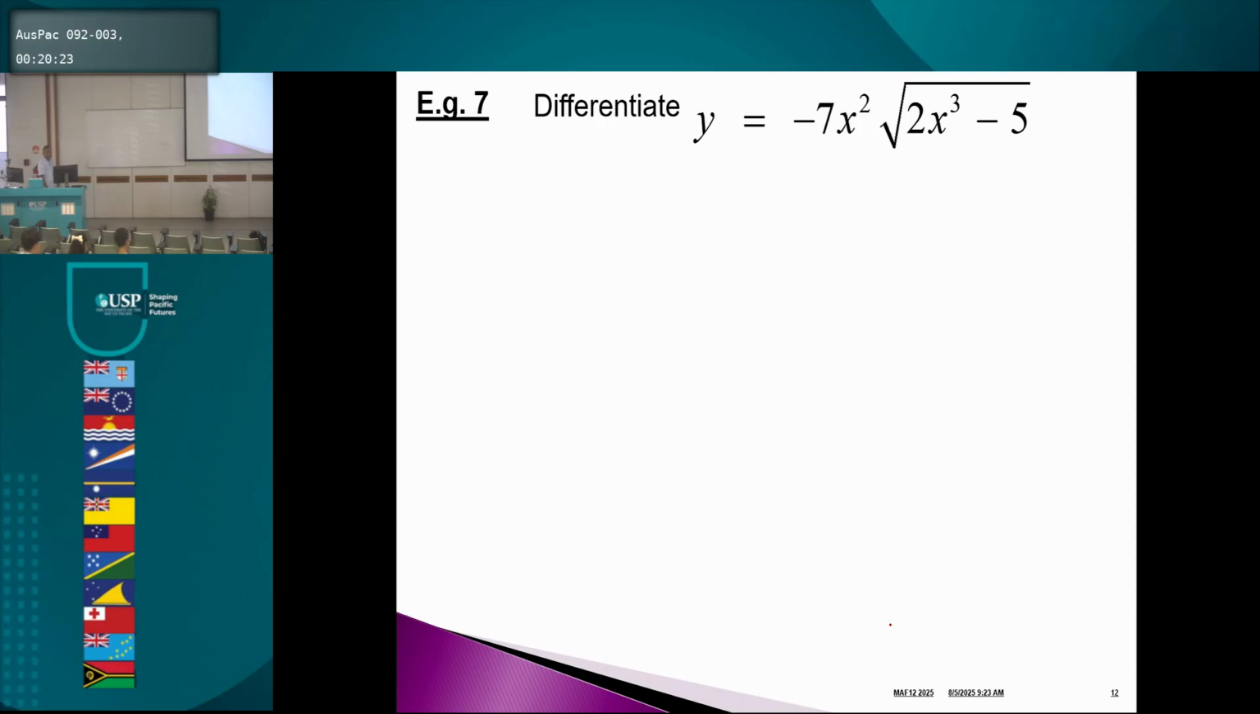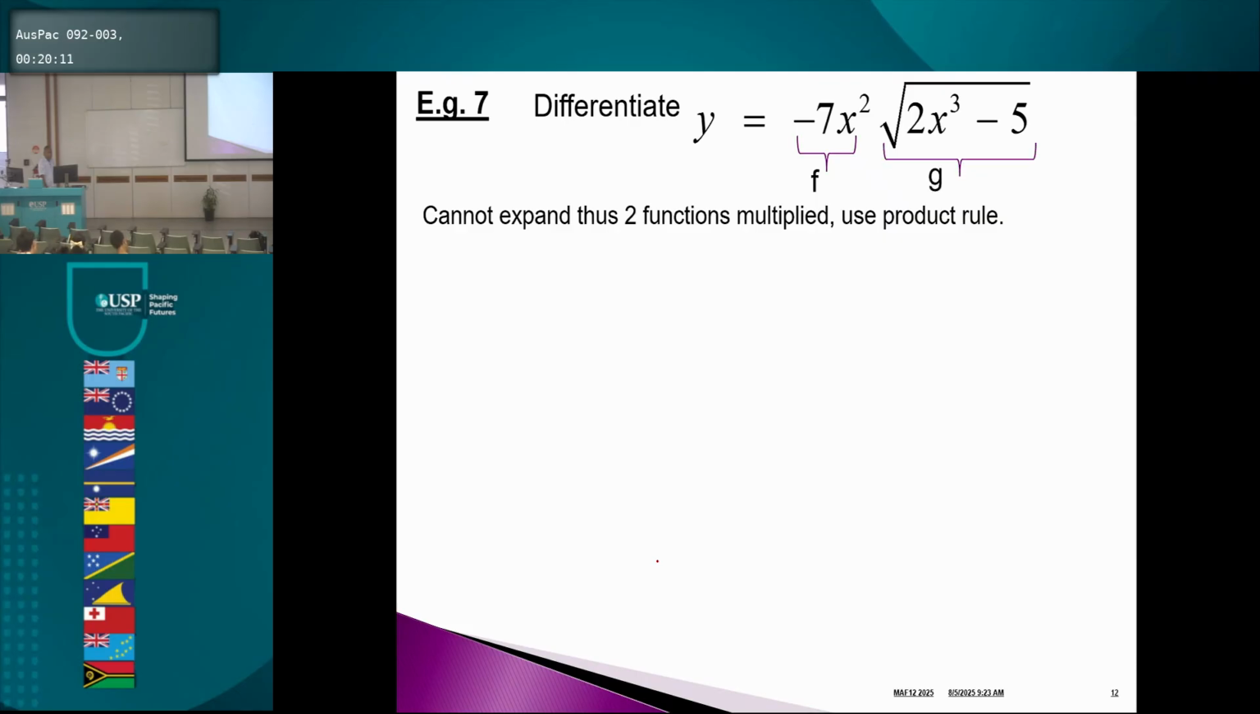Again here, what technique do we use? Looks like two functions multiplied together, so we'll use the product rule. F and G. And G looks like a composite function, so that means we will have to use the chain rule here.